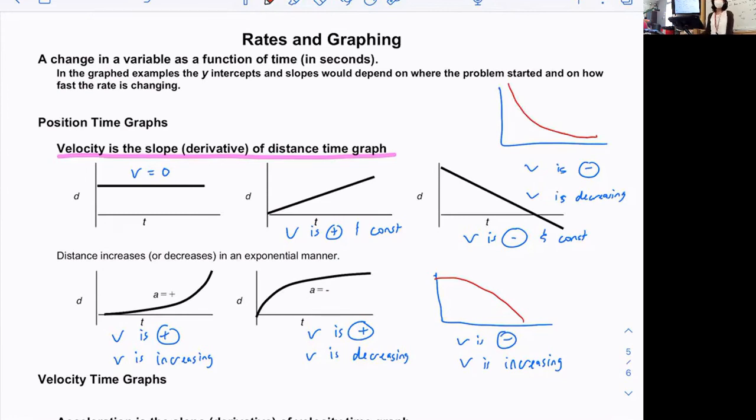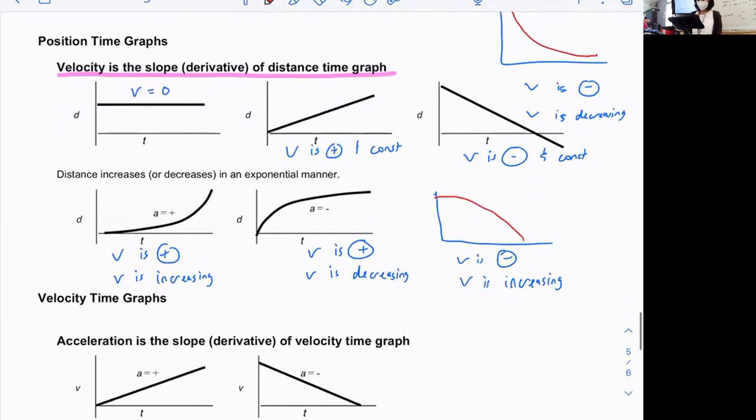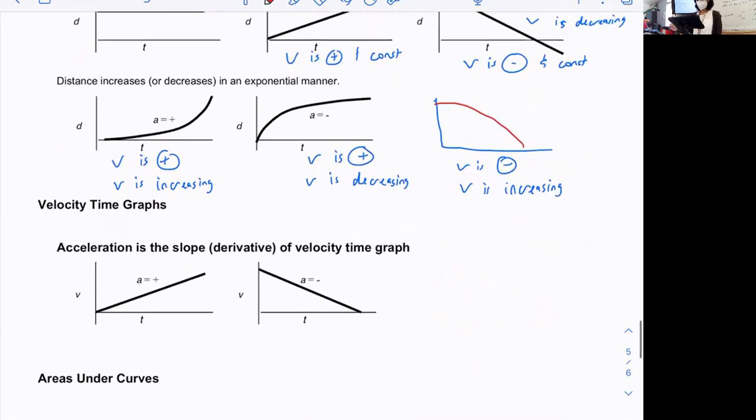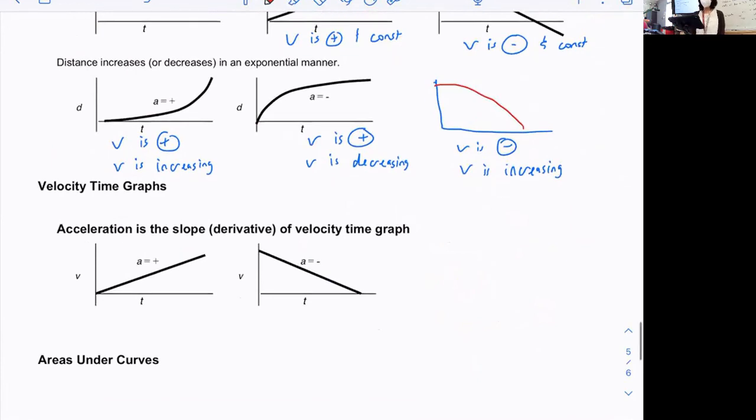And so anytime you have a curve on a position time graph, that is going to indicate that I have acceleration. And for velocity time graphs, acceleration is the slope of a velocity time graph. So it's pretty straightforward. You don't often see velocity time graphs that are curved because usually when we're looking at kinematics, we're looking at situations that have a constant acceleration, but that should be pretty straightforward.